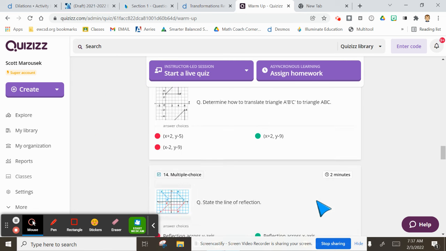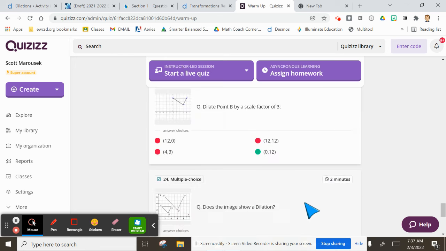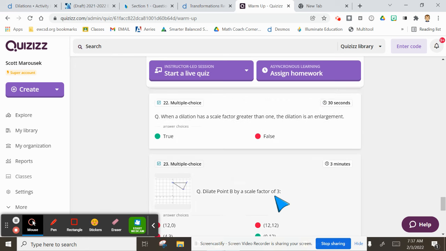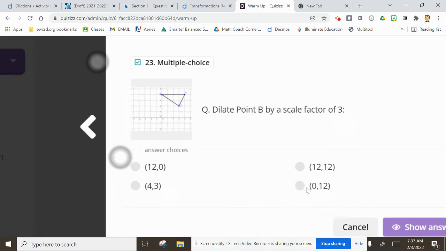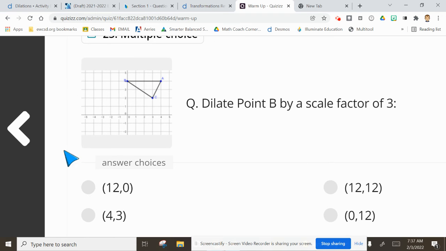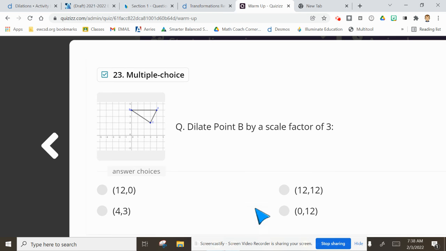And I think I want to go down here just to show you a couple dilations. If we're going to do this point B by a scale factor of 3, it's at 0, 4. So if you're multiplying by 3, you would multiply 3 times 0, which would be 0, and then 4 times 3, which would be 12. Okay?